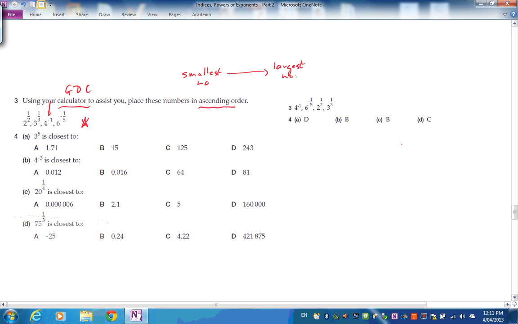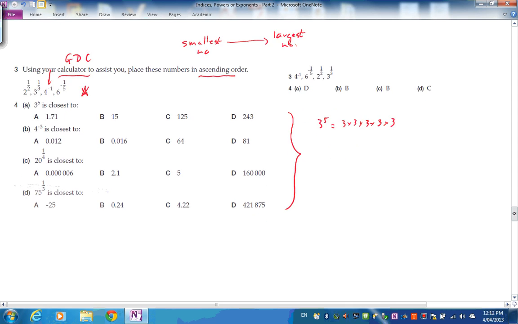But this one, you will use your graphics display calculator and then see if you can get them in order. And then all of these down here, probably most of them, you would use a calculator for. You might know some of the ones there. 3 to the 5th, you might be able to just multiply it out, 3 by 3 by 3 by 3 by 3, or use your calculator. So asking you to evaluate it and find the closest answer. All right, so pause the presentation and have a go there. Mainly calculator business happening here now.